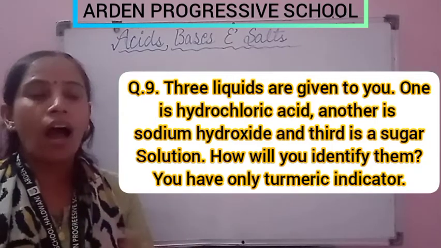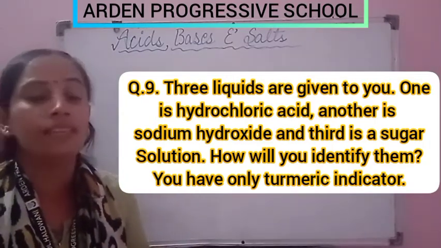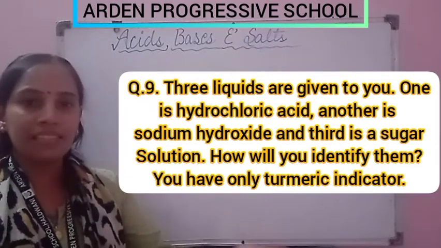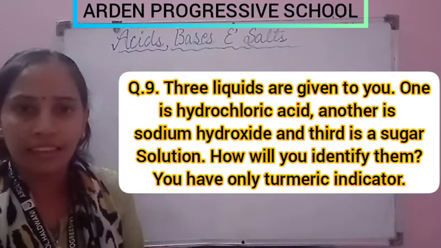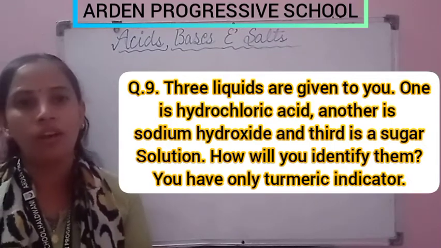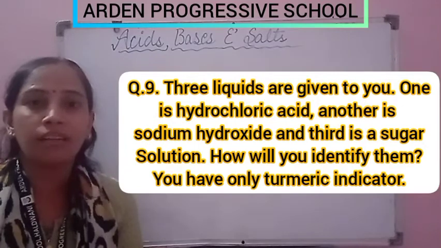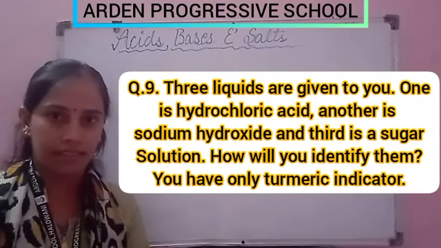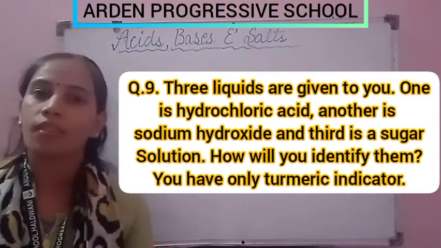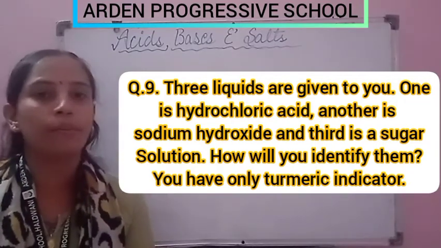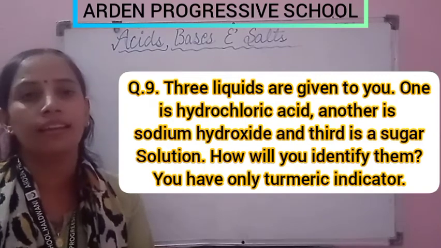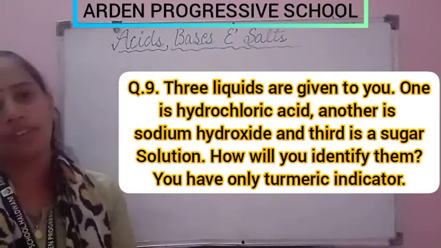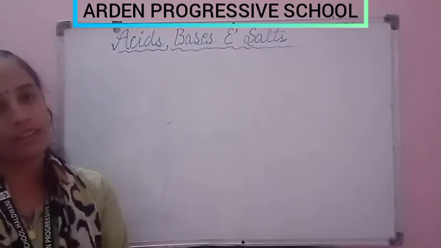Of the two solutions, one solution produces heat. It means it is hydrochloric acid, because when a base is mixed with an acid, it neutralizes it and produces heat. So the solution which becomes hot means it is hydrochloric acid. Clear? And the next is the sugar solution. In the sugar solution there will be no change, so it is neutral in nature. In this way we are able to identify which one is acidic, which one is basic, and which one is neutral. Clear, students?